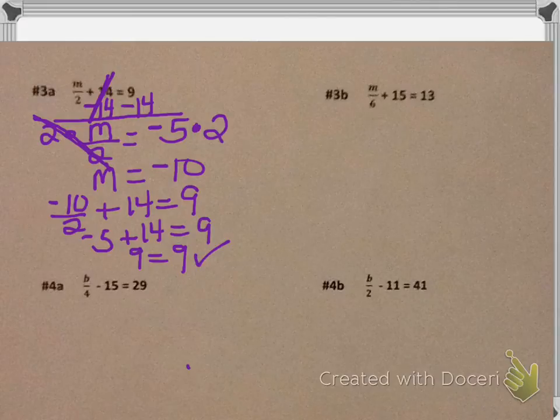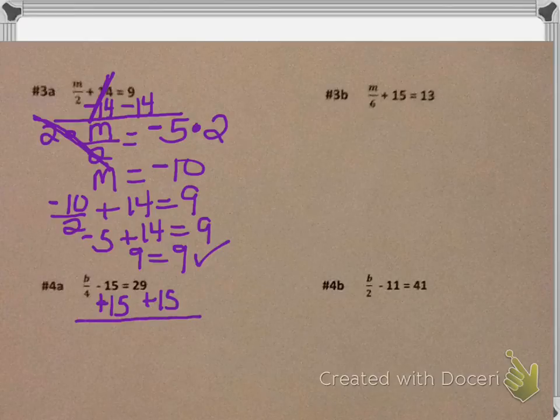All right, we are to our last example for this lesson, and it's number 4A. We have b divided by 4 minus 15 equals 29. So we have to undo the subtraction first according to our helpful hint. The inverse to undo subtraction would be to add. So we are going to add 15 to both sides.